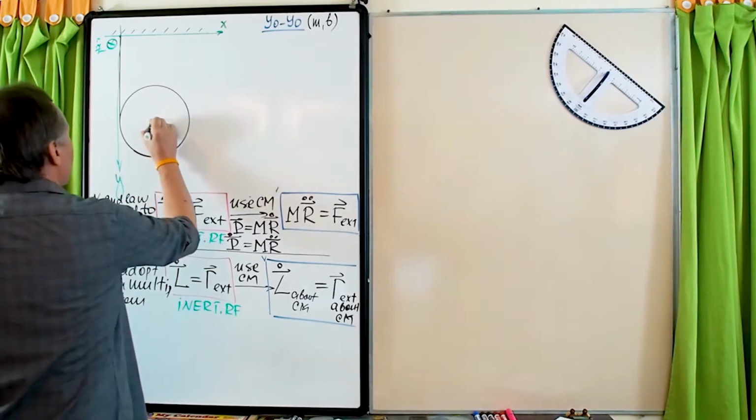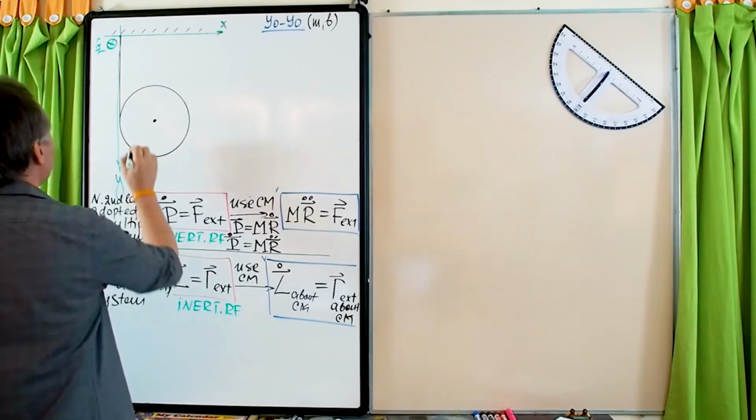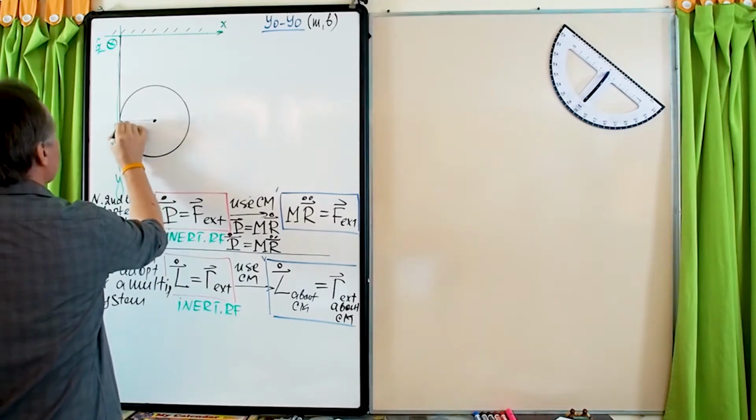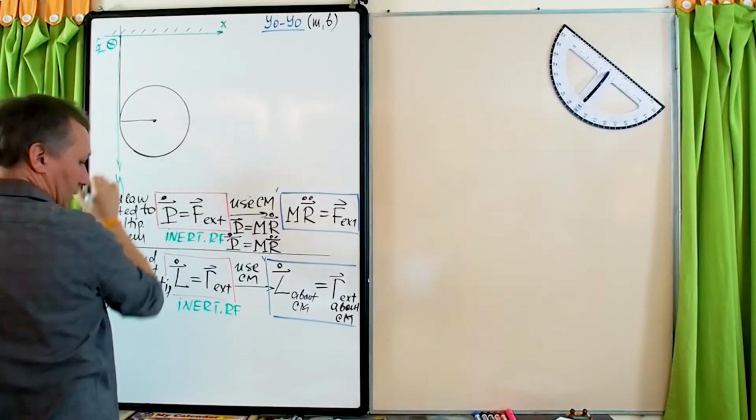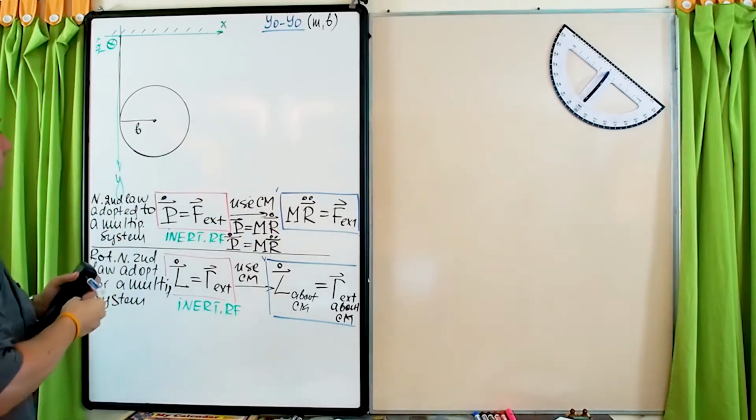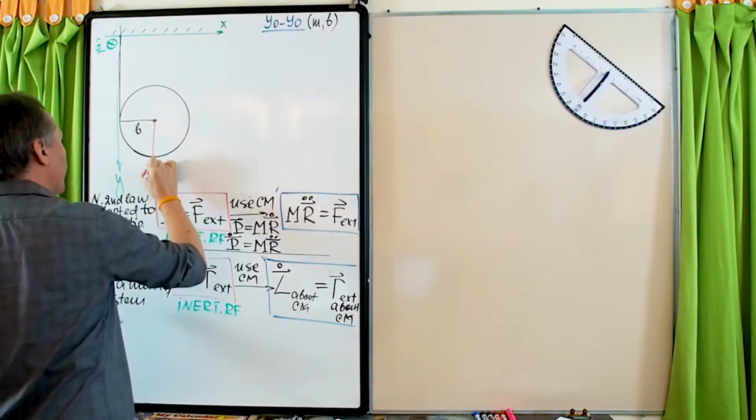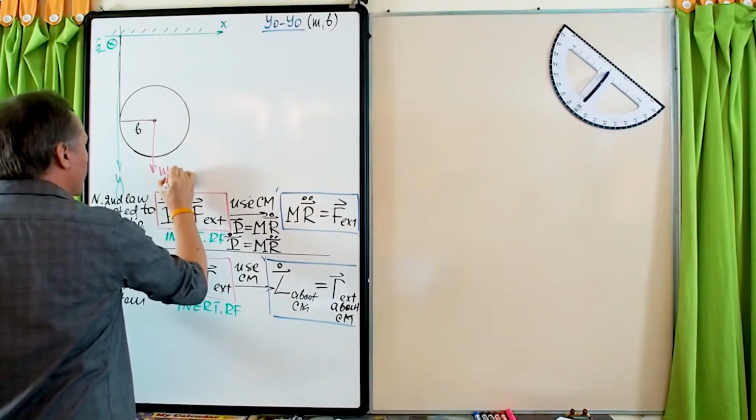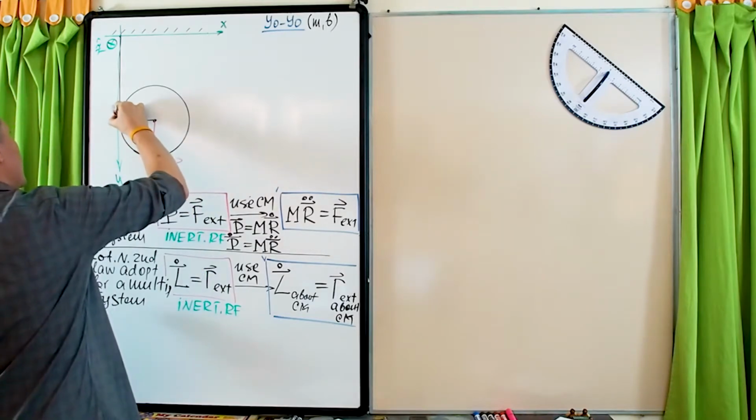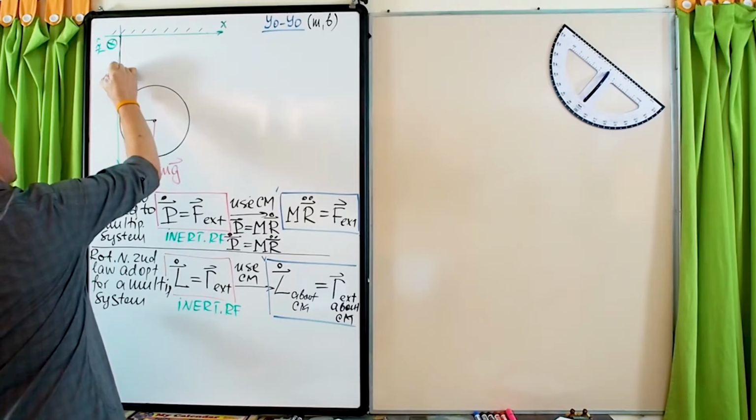So I need to show the center of this disk, and the radius, let me write it here. So that's B, and all the forces, external forces only. Of course, those are mg, and of course the tension. Let me show it here, T.